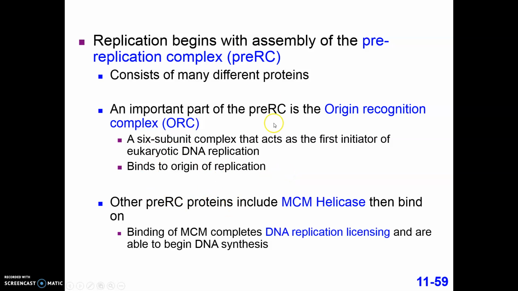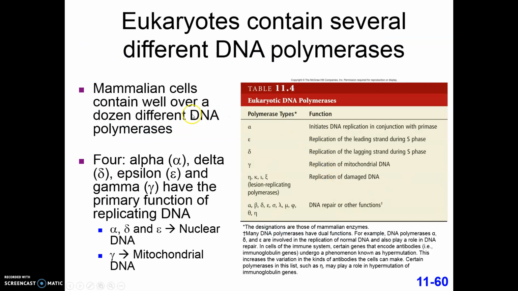So once we have assembled all these things on there, get the helicase on, then the next thing to load on would be the polymerase. And like bacteria, eukaryotes have different polymerases for different functions, but we take it to a whole new level. Before we were talking about 5 different polymerases. Now we're dealing with well over a dozen.